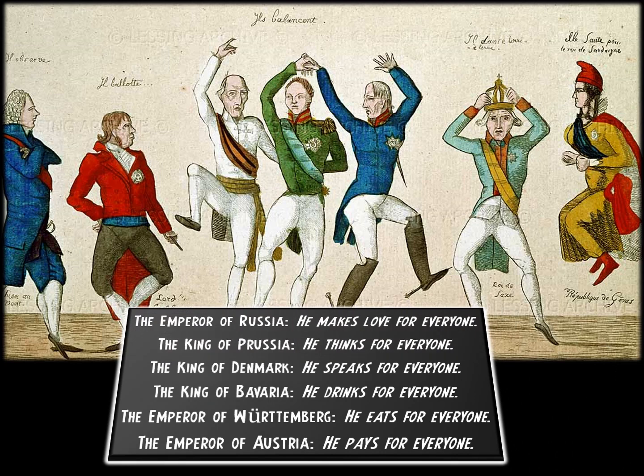The Emperor of Russia, he makes love for everyone. The King of Prussia, he thinks for everyone. The King of Denmark, he speaks for everyone. The King of Bavaria, he drinks for everyone. The Emperor of Württemberg, he eats for everyone. The Emperor of Austria, he pays for everyone.